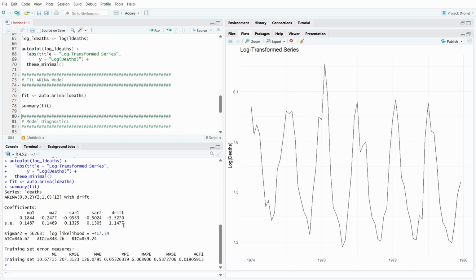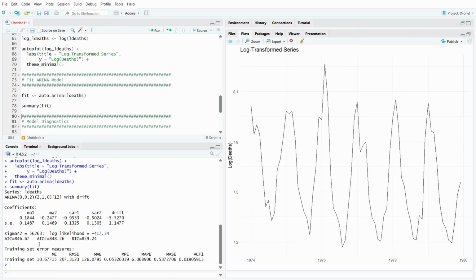Now let's talk about how well the model fits the data. Sigma squared, the variance of errors, is about 56,263. This tells us there is still variability the model can't fully explain, which is normal in real-world health data. Akaike Information Criterion, or AIC, AICc, BIC. These are model selection criteria. Lower values indicate a better balance between accuracy and simplicity. The model was chosen because it provides a strong fit without being overly complex, which helps avoid overfitting.